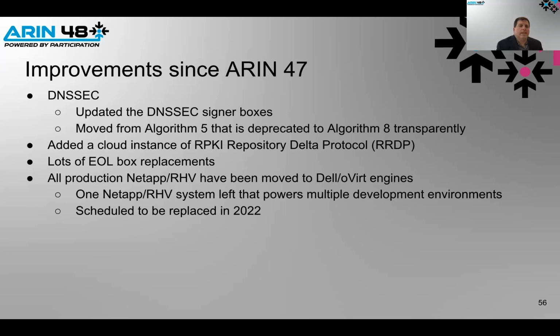The next thing that we've done is to enhance RPKI. We added a new RRDP repository Delta protocol instance, and we put that in the cloud. Now instead of 3 instances of RRDP service, you now see 4. 3 of them are run at ARIN within our 3 data centers, and the 4th is run in the cloud. So that is a new system that we put out. Again, it's transparent to you, but it allows for better diversification for this important service that Brad is heading up.